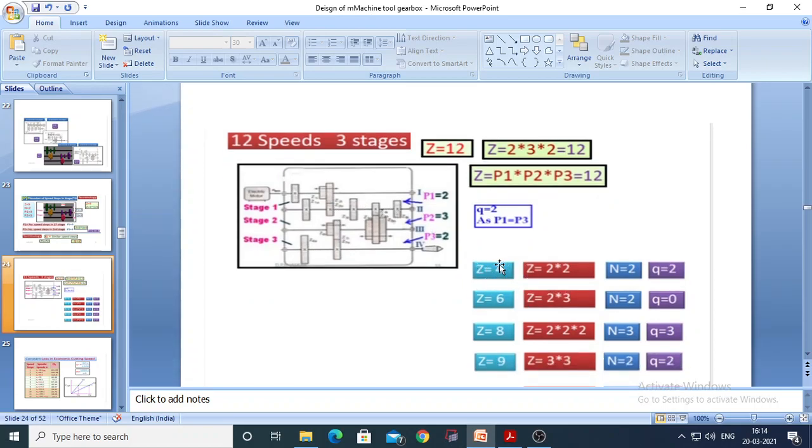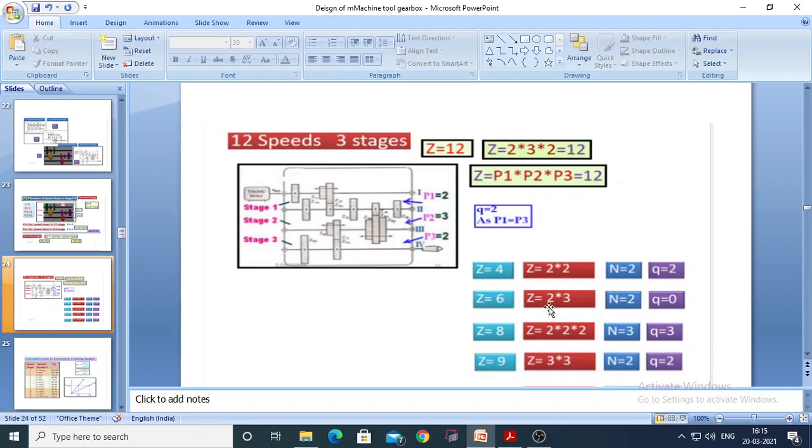Then see, in a similar way, if you are given total number of speed steps Z is equal to 4, then again you have to put Z is equal to 2 into 2. We want to choose the values of P1 and P2. This value is 2. You will get 2 into 2, 4. And how many stages? Here there are 2 stages, meaning 3 shafts and 2 stages. And similarly you will get Q is equal to 2, because P1 and P2 are similar. That's why you can choose Q is equal to 2.